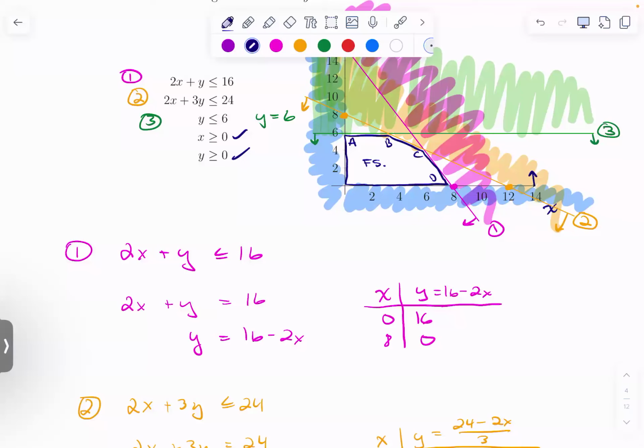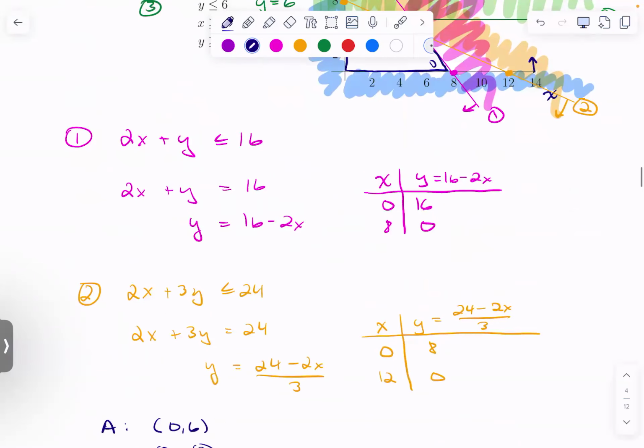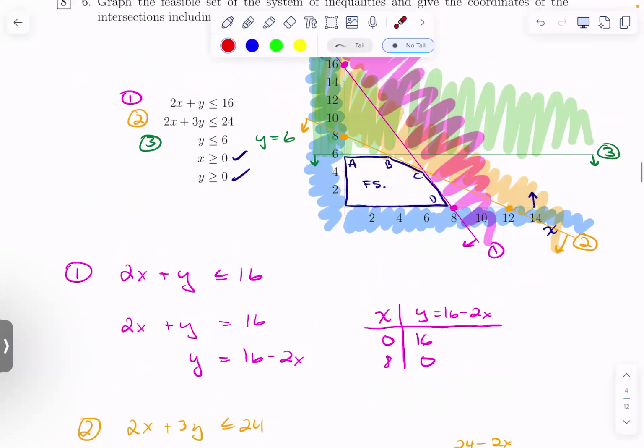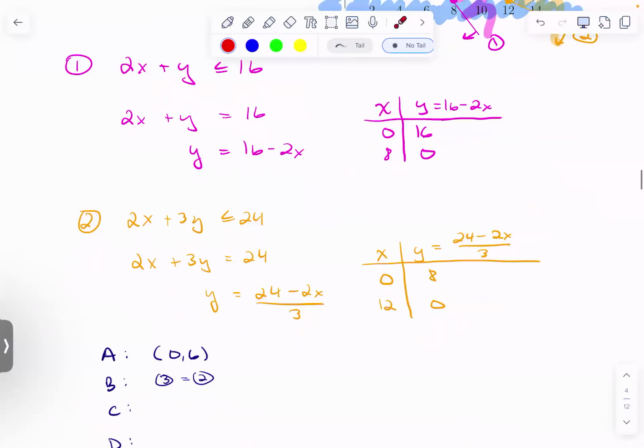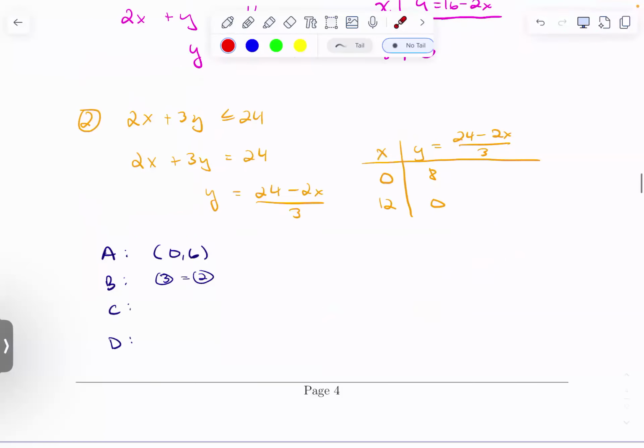B, we said, was at the intersection of 3 and 2. Which is why I like to have them in terms of y equals 6, because if I have all of them in terms of y equals, then by transitivity-ish, if 6 is equal to y and y is equal to 24 minus 2x over 3, I can set those equal to each other. And I can solve for x.